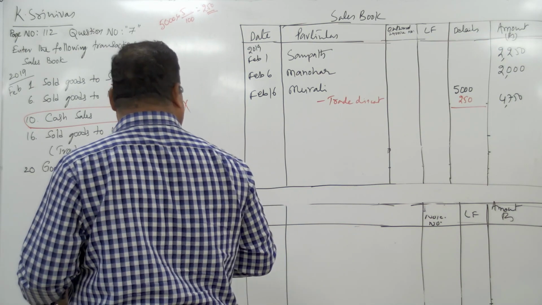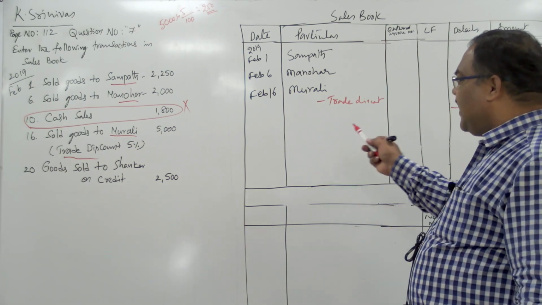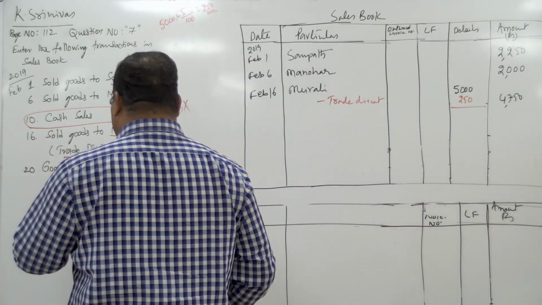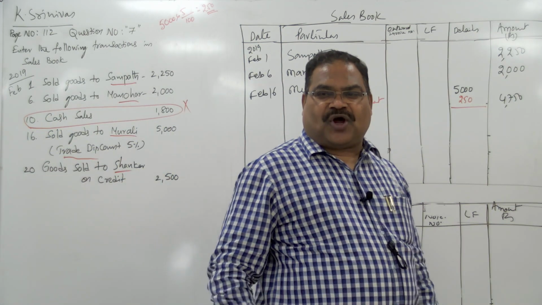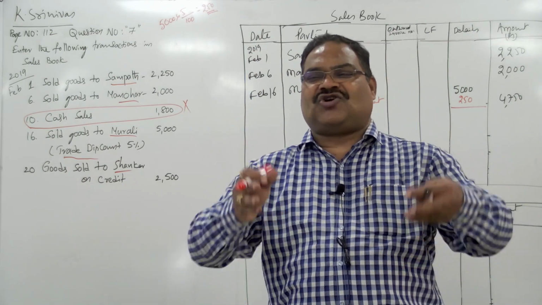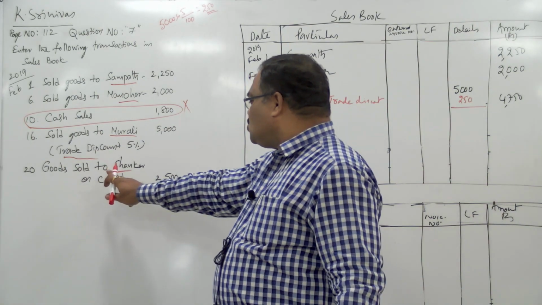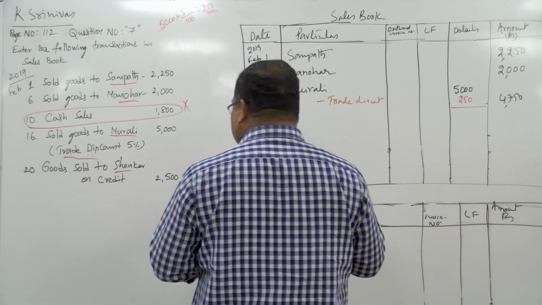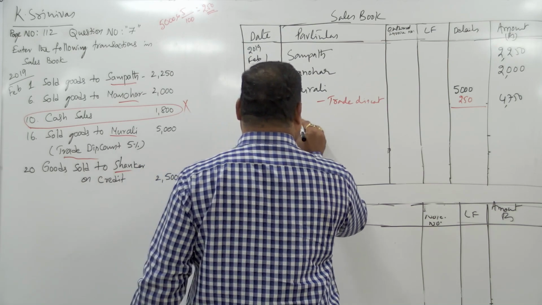Next, have you got it or not? Sold goods to Murali with trade discount 5%. We have subtracted the trade discount and we have taken it into the outer column. Next, goods sold to Shankar on credit. Very good. In the problem itself, it says on credit. We want credit transactions only, we don't want cash transactions or non-cash ones here. So sold goods to Shankar on credit, we can take it directly. We have no issues here. So this is February 20th, Shankar.